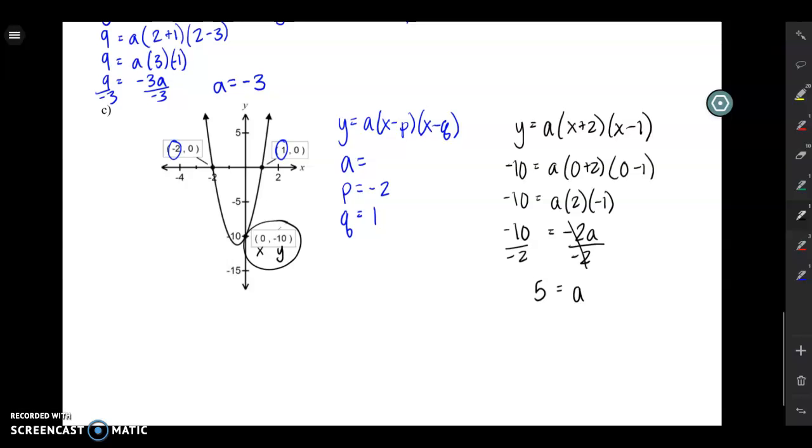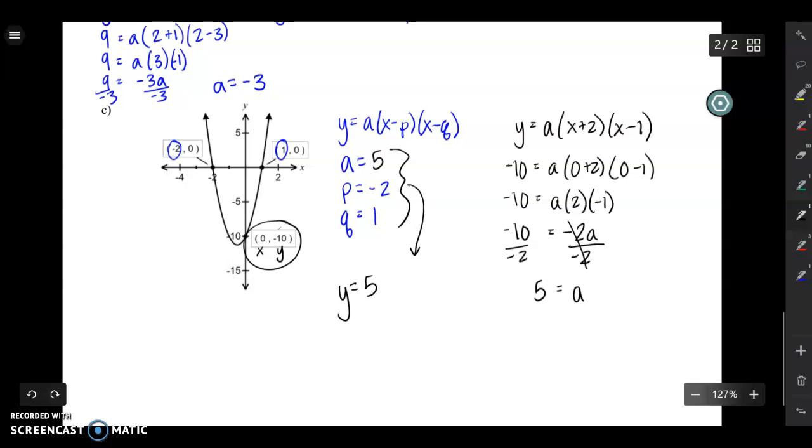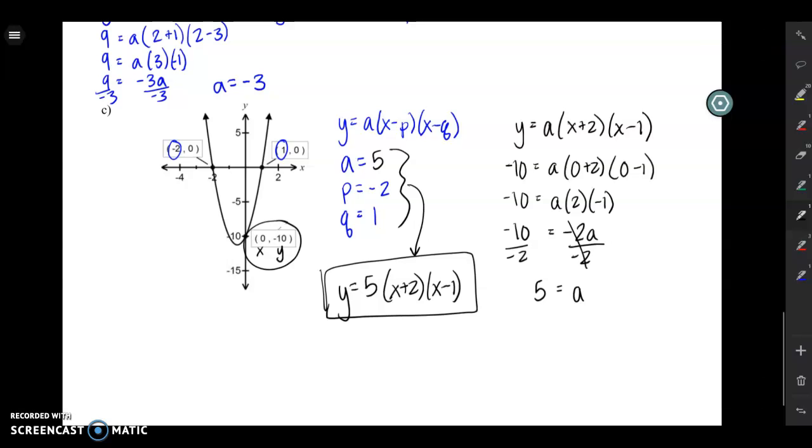As I come back to this list of numbers I'm trying to figure out, a is equal to 5. Now I can use all this information to write a final equation in factored form for this quadratic. So y equals 5 times x plus 2 times x minus 1. And if you type that into your calculator or any graphing device, it's going to give you this graph on the left that we just looked at.